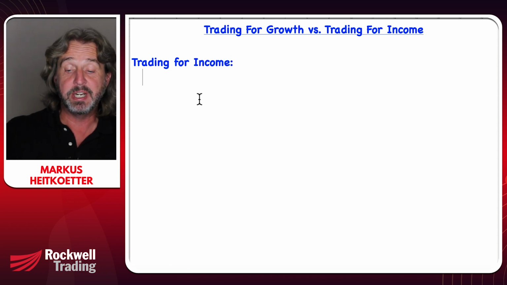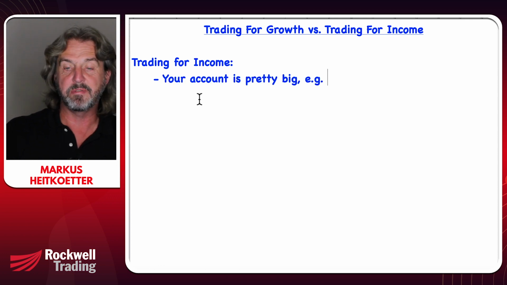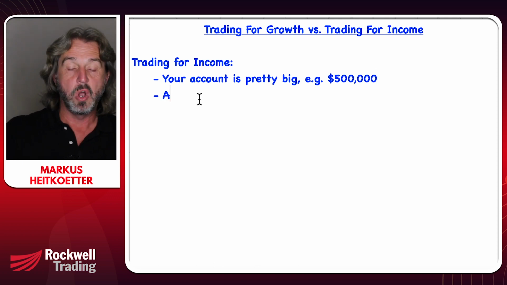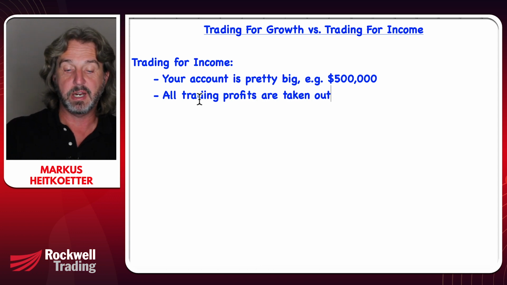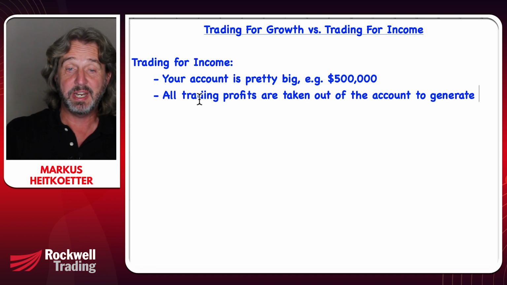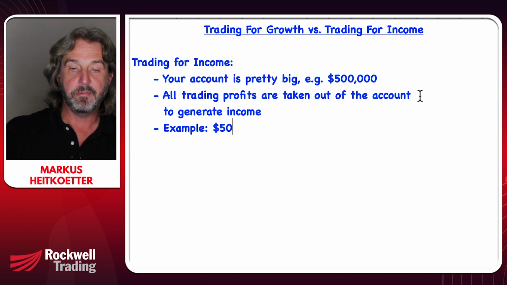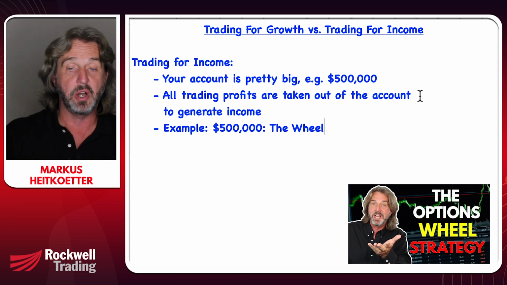When you're trading for income, it means that your account is pretty big. And let's say, for example, let's just say $500,000, right? So it is already a larger account, and all trading profits are taken out of the account to generate income. Hence the name trading for income. Let me give you an example. Let's say that on the $500,000 account, you would trade the wheel, one of the trading strategies that I like to trade on larger accounts here.